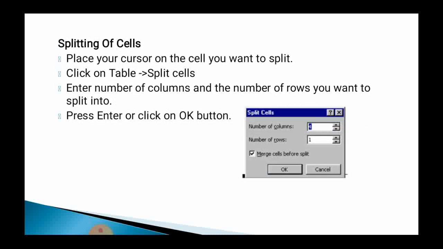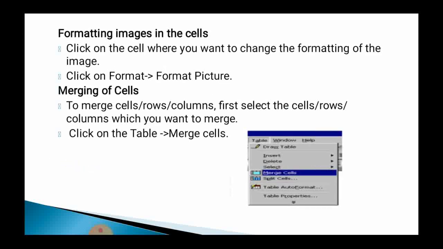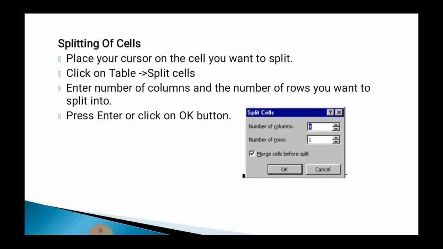Next, splitting of cells. Splitting refers to cutting, that is dividing a particular cell into different numbers. First, place your cursor where you want to apply the split, then select the table option and then the split cells option. Next to merge cells you have the split option also, split cells. You have to select that.